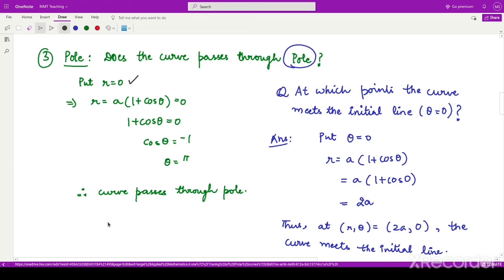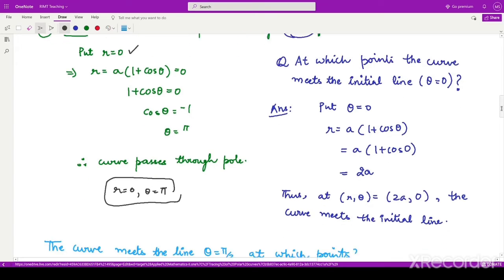So that means whenever your r is 0, your theta is pi, that means the curve passes through the pole. Why does it pass through the pole? Because for the pole, r should be 0, and theta could have any value. So this explains that your curve passes through the pole, right?